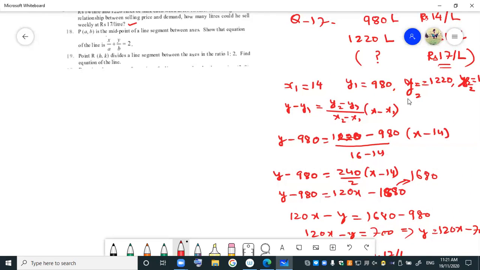Again, question number 18 is: P is the midpoint of the line segment between the axes. So again we have the intercept form, but this is the midpoint. This is the x-axis and y-axis, and the line is intercepting the x-axis and y-axis at A and B. Then the equation of the line is x upon a plus y upon b is equal to 1, and P is a point in the midway.